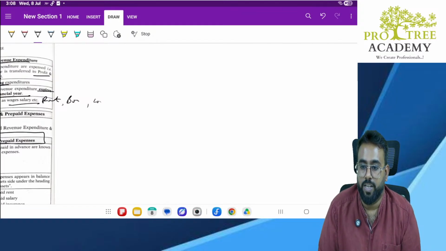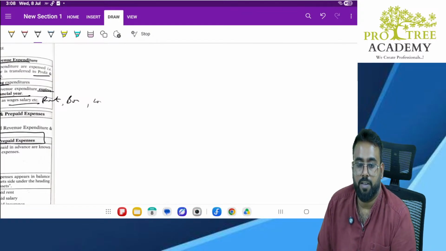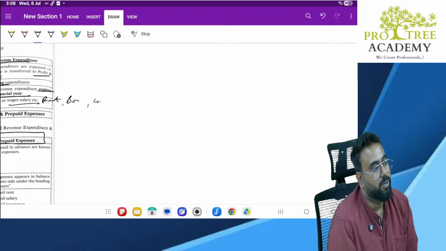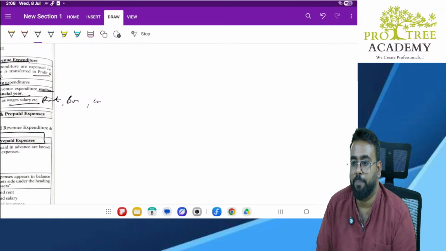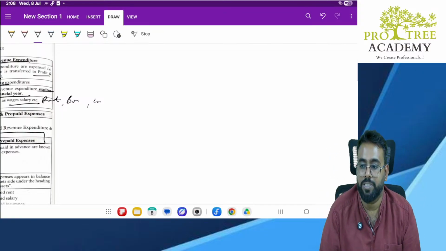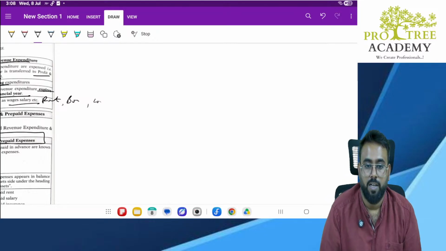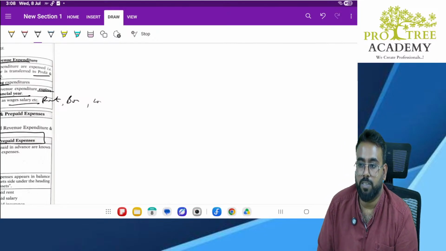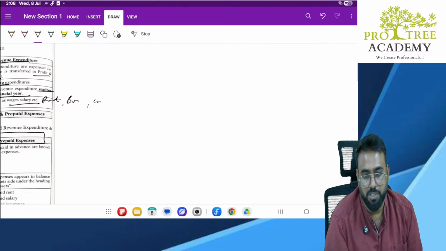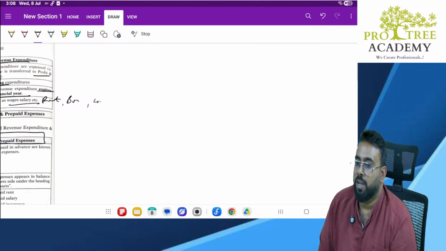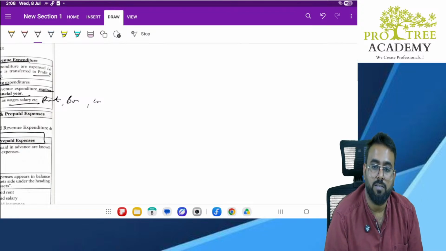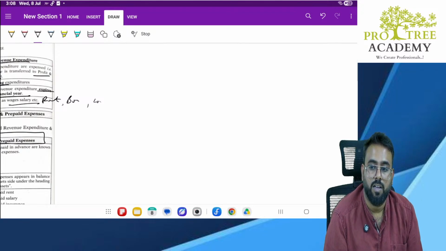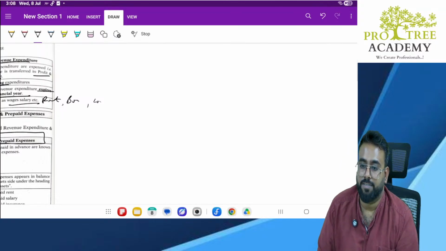Now, you take insurance. Correct? Say, for example, you took the insurance in the month of January by paying 10,000 rupees. How much? 10,000 rupees. Now, insurance will come for how many months? 12 months. Usually, insurance will be for 1 year. Now, your books are getting closed when?